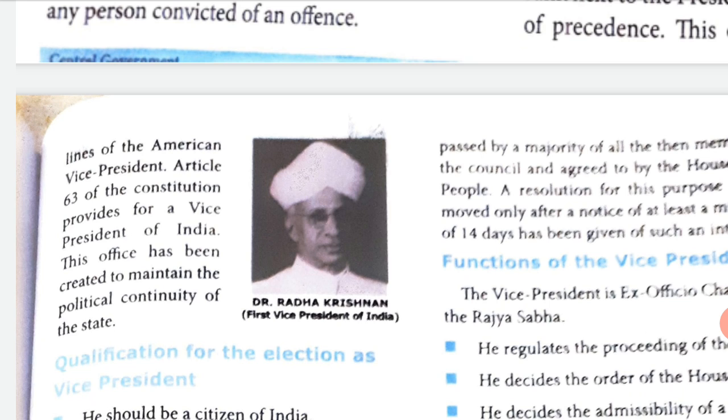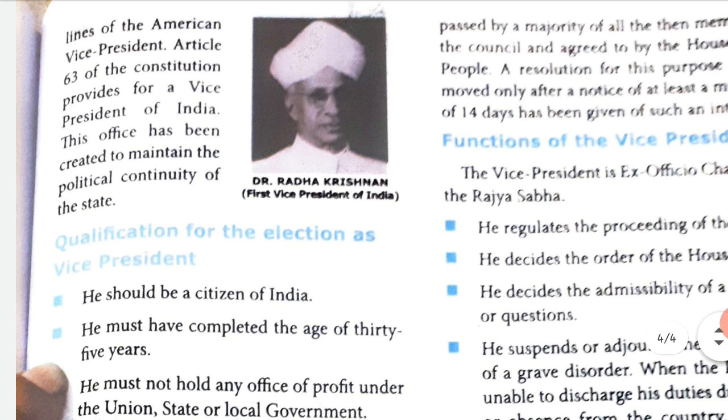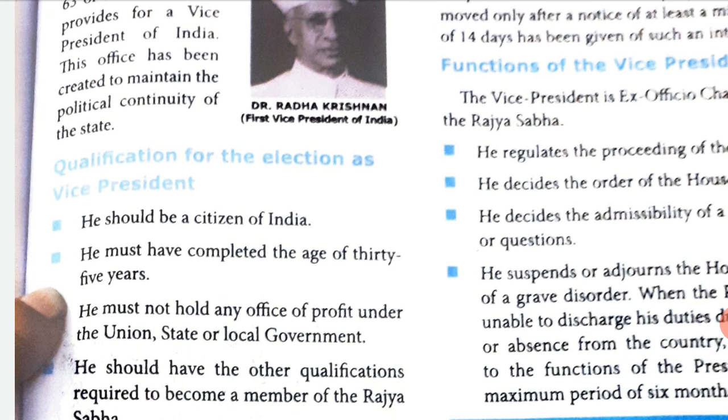Article 63 of the Constitution provides for a Vice President of India. So which article gives this power? Article 63. This office has been created to maintain the political continuity of the state. Qualification for the election as Vice President.